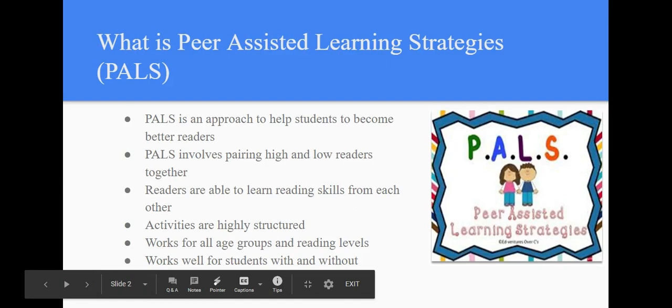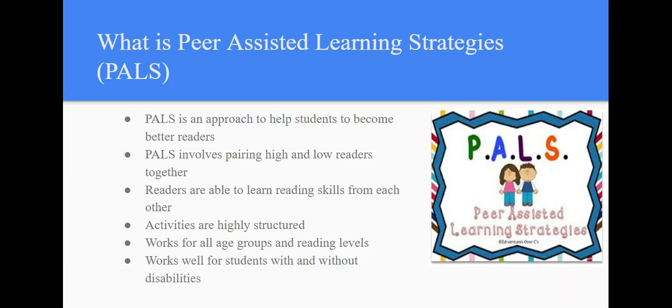Reading is a core part of any classroom regardless of the subject or the student's age. However, many students struggle with reading. Peer-assisted learning strategy, or PALS, is an evidence-based practice designed to help students become better readers. PALS involves pairing a high and low level reader together and having them complete 3 reading activities, which I will explain in detail later. This is so that the students can learn from each other.